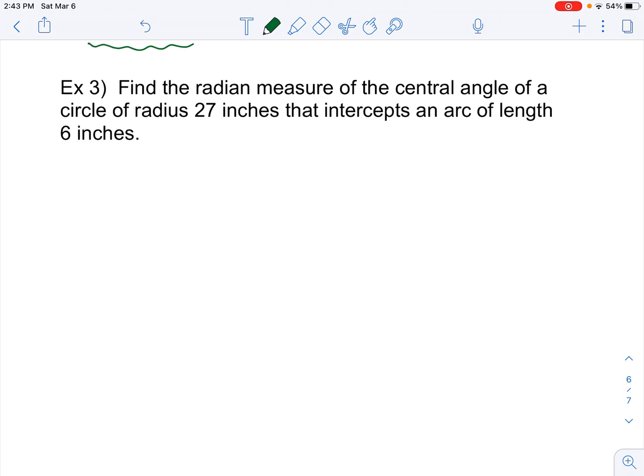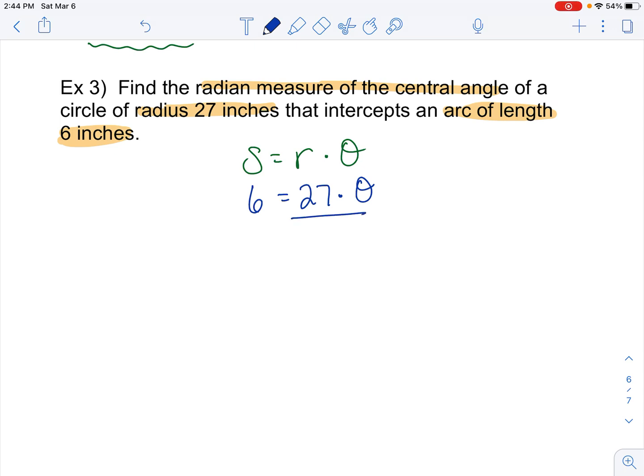All right, so the next example says, find the radian measure of the central angle of a circle whose radius is 27 inches, and it intercepts an arc length of 6 inches. So this time we know the arc length and we know the radius. We're looking for the angle. We're still going to use the arc length formula, S equals R times theta, but this time we're not solving for the arc length. We know the arc length is 6, the radius is 27, and we're looking for theta.